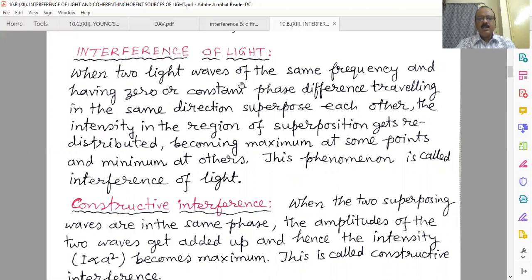And we already learned about this. What is the interference of light? When two lights of the same frequency are moving along the same direction or approximately in the same direction and they superpose, that means they meet at a point, what will be their result? If after superposition of the two waves there is a redistribution of the light energy, that means at some points you get a brighter one, and at some places you get a dark one, that phenomenon is known as the interference of light.